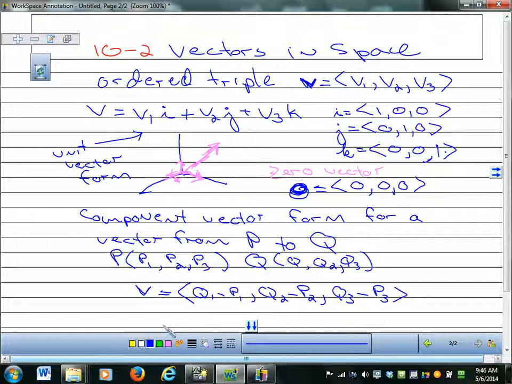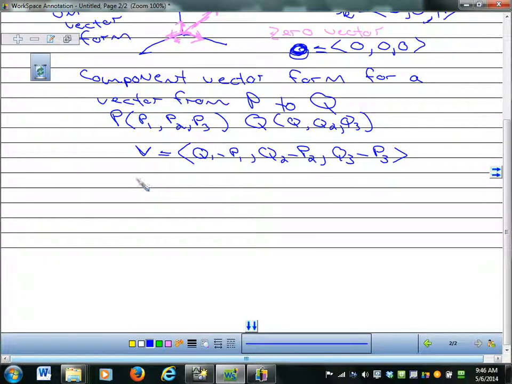Okay. The magnitude of a vector. Does anyone remember how we find the magnitude of a vector?